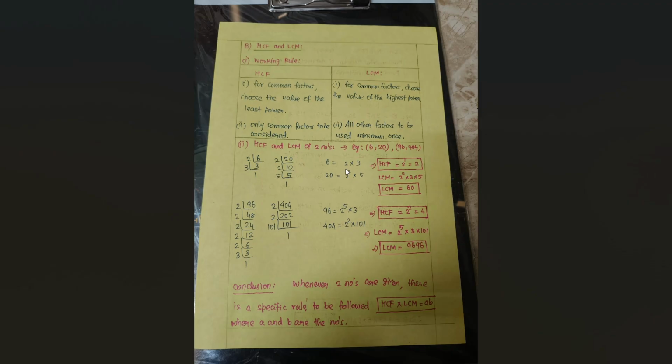And for LCM, for common factors, you have to choose the highest power. So 2 square, and the remaining factors are to be used once. So 2 square into 3 into 5. So this will give you 60 as the answer.